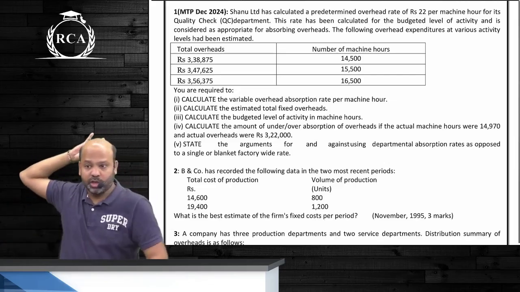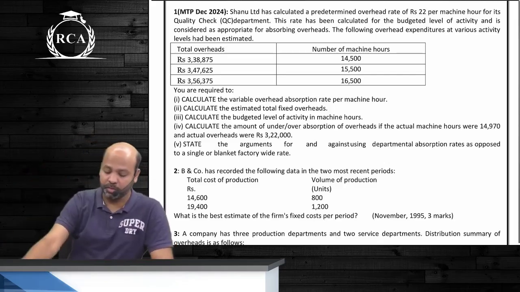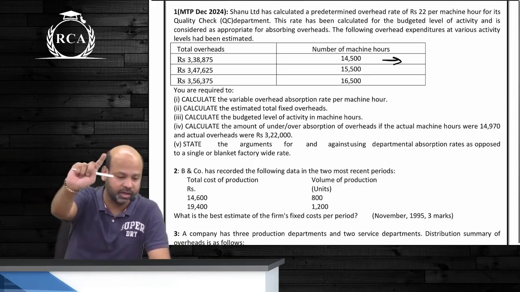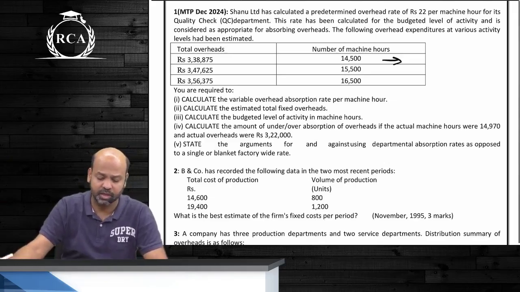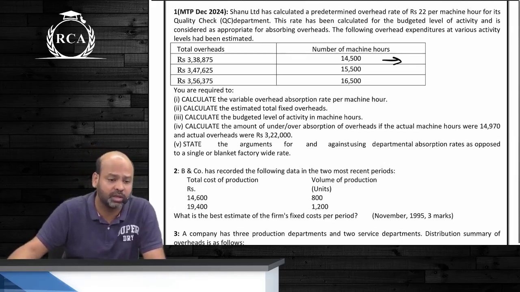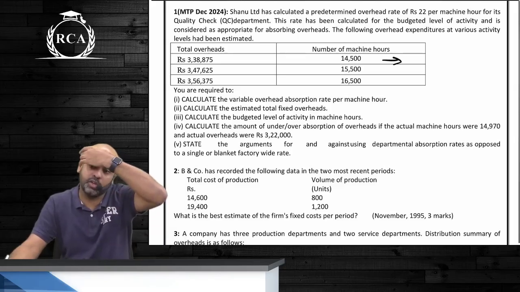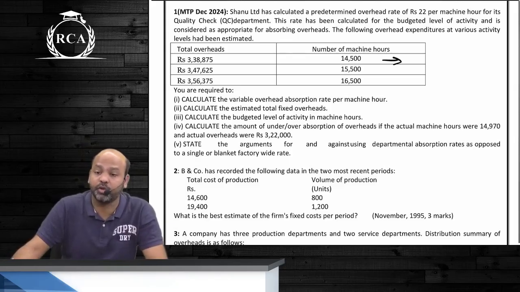See guys, total overhead rate per hour will keep changing depending on the activity level. For example, if you compute total overhead rate per hour at this level, the first level, 3 lakh, don't worry guys, the solution will be done, the project will come in 10 minutes. 3,38,875 divided by 14,500 hours. How much is it, beta? 3,38,875 divided by 14,500 machine hours. That is your total overhead rate per hour, provided the activity level is 14,500.